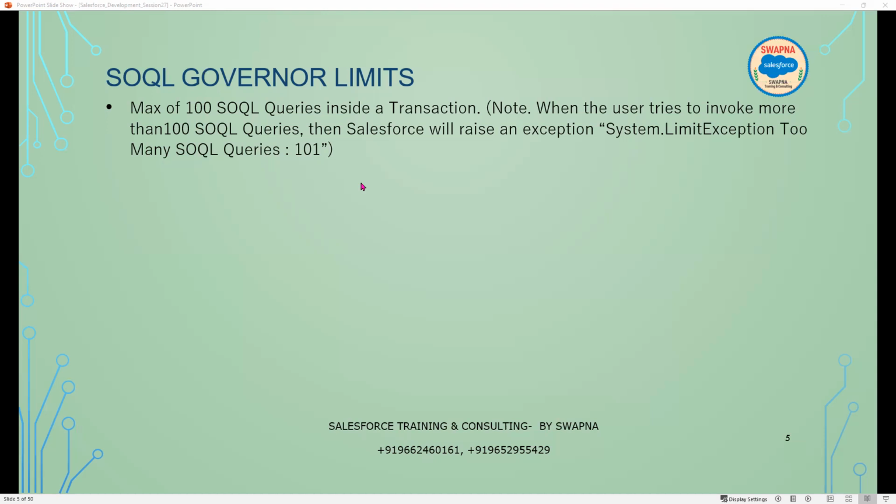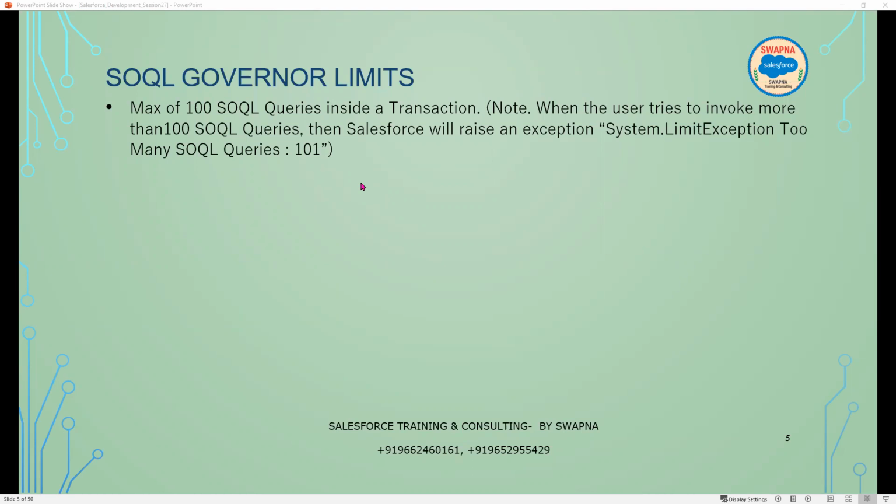The error message the developer will see is System.LimitException: Too many SOQL queries: 101. When any developer receives it, that means they have crossed the governor limits, because the maximum number of queries we can do inside a single transaction is 100.